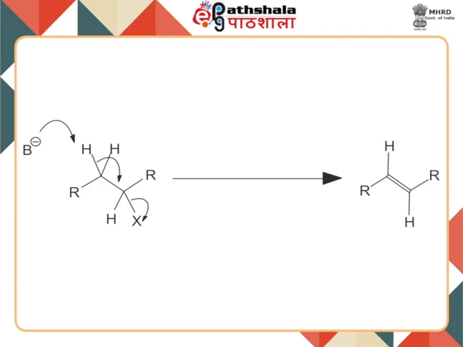So, you can clearly see here the base abstracting this proton which is beta to the X, and as the base is abstracting this proton, there will be transference of these electrons onto the C-C bond giving rise to the double bond, and simultaneously the X minus goes out and there is a formation of the alkene. So, this is a single step mechanism very similar to the SN2.